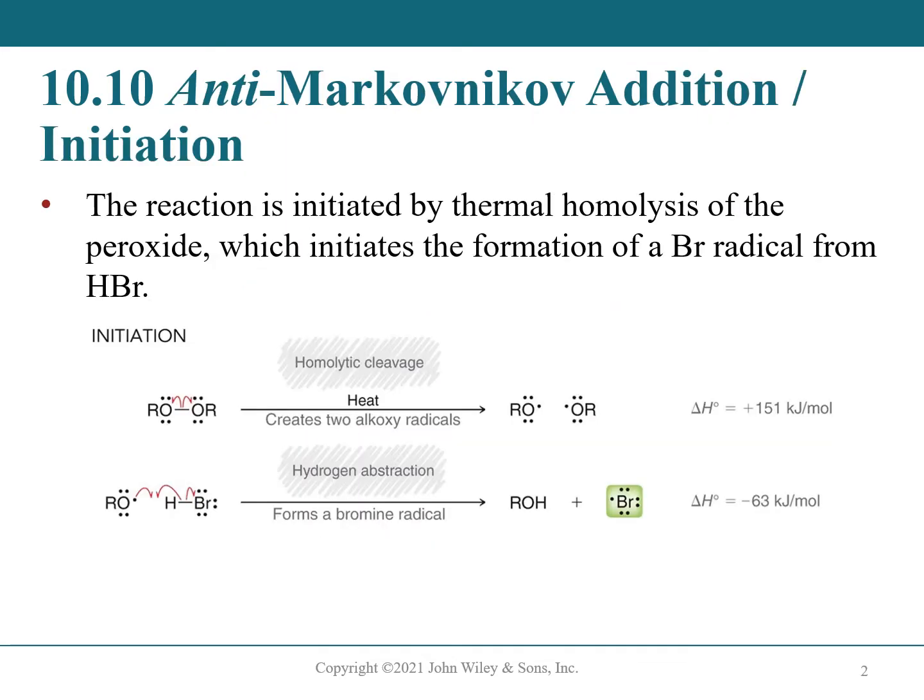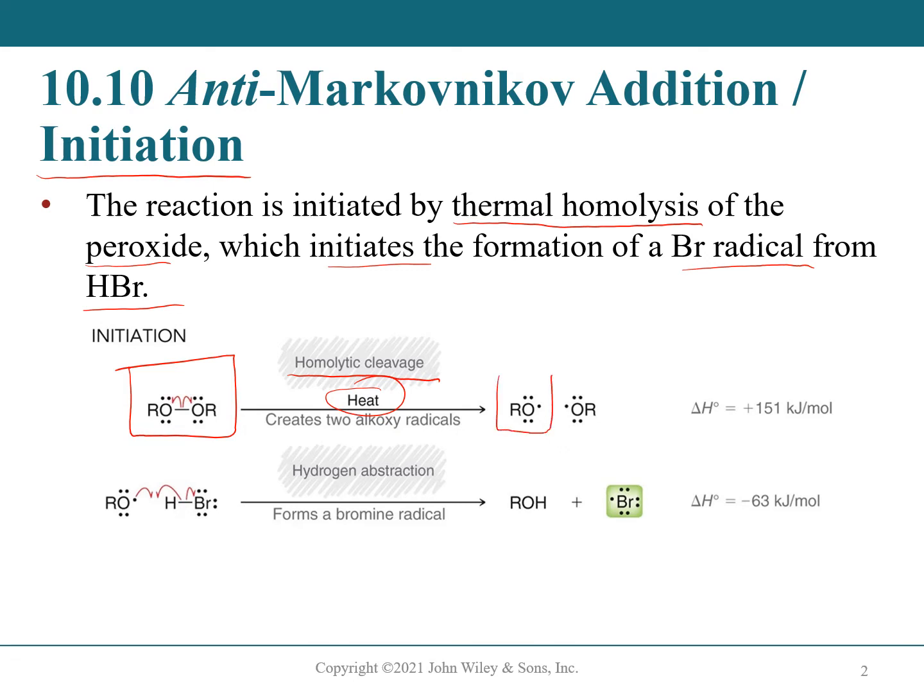So like all the other mechanisms via radical pathways that we talked about, the first step is initiation. We have a thermal homolysis of the peroxide that initiates the formation of a bromine radical from HBr. So we take the peroxide, we heat it up, and we get a homolytic cleavage. All that means is we split evenly down the oxygen-oxygen bond to generate two peroxy radicals. This costs energy, right? We added heat. The delta H of this reaction is 151 kilojoules per mole added to the reaction.